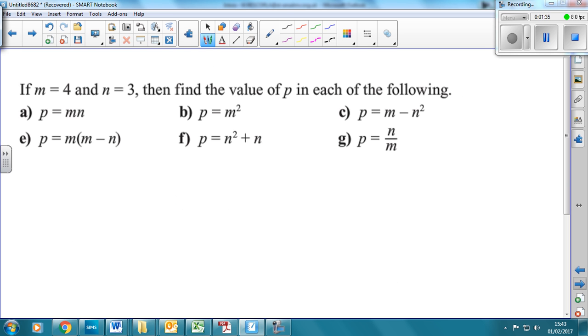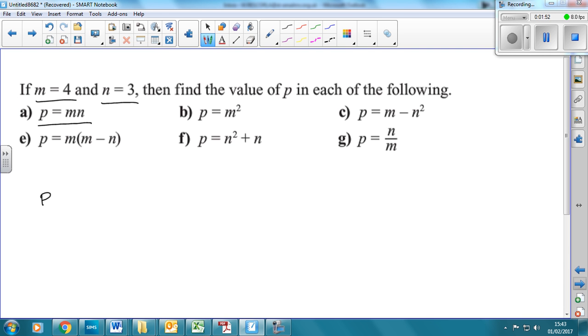Okay, so here are a couple of the basic questions. Sometimes they'll give you something a little bit trickier, so if we go through these ones now. Now the first one here, we've got p equals mn, and your value of m is 4 and your value of n is 3.